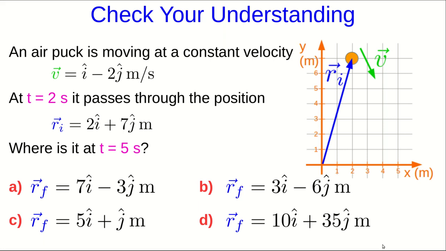Here is the question that I posed at the end of the last part of the lecture. Most of the difficulties that students have with a question like this have to do with not understanding what each quantity represents. So let's go through it, focusing on that. We have an initial time of 2 seconds and a final time of 5 seconds, and so that gives us a delta t, a time interval of 3 seconds.